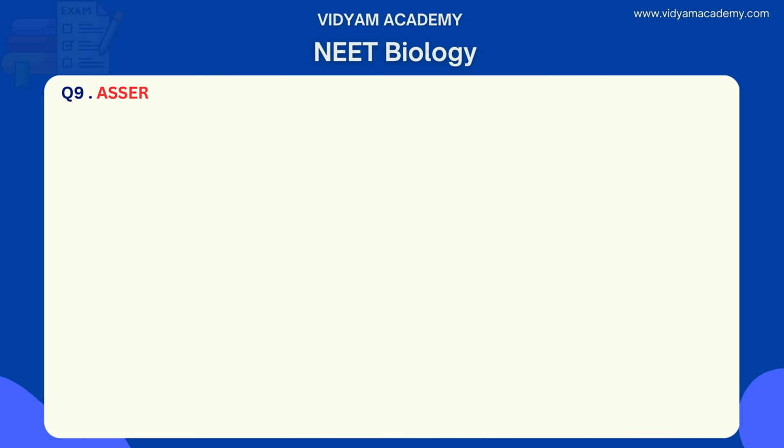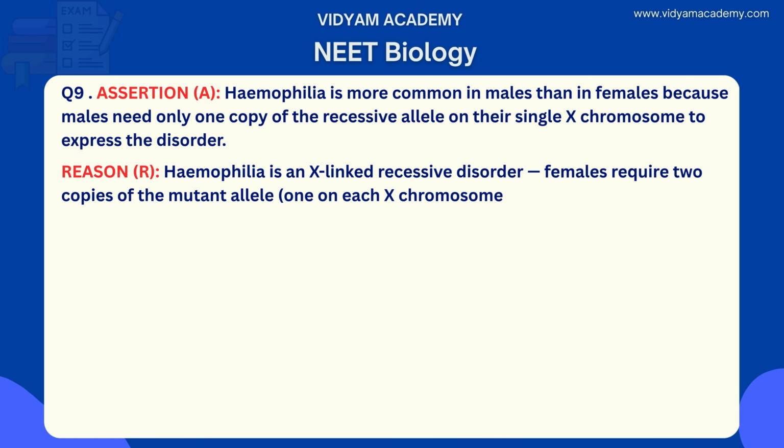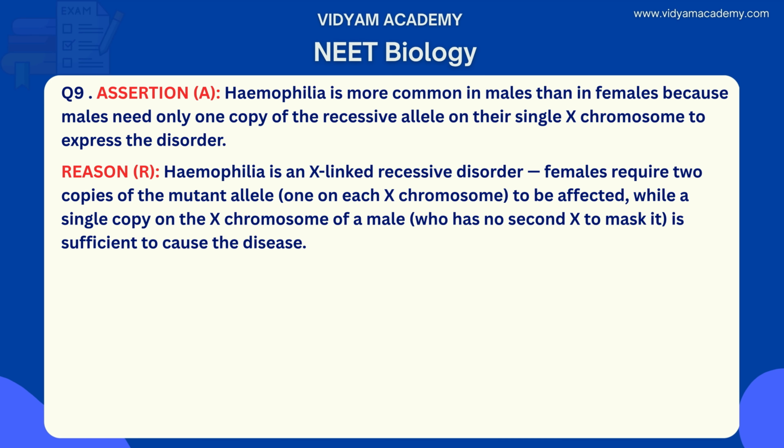Let's see question number 9. Assertion A: hemophilia is more common in males than in females because males need only one copy of the recessive allele on their single X chromosome to express the disorder. Reason R: hemophilia is an X-linked recessive disorder. Females require two copies of the mutant allele, one on each X chromosome, to be affected, while a single copy on the X chromosome of a male, who has no second X to mask it, is sufficient to cause the disease.